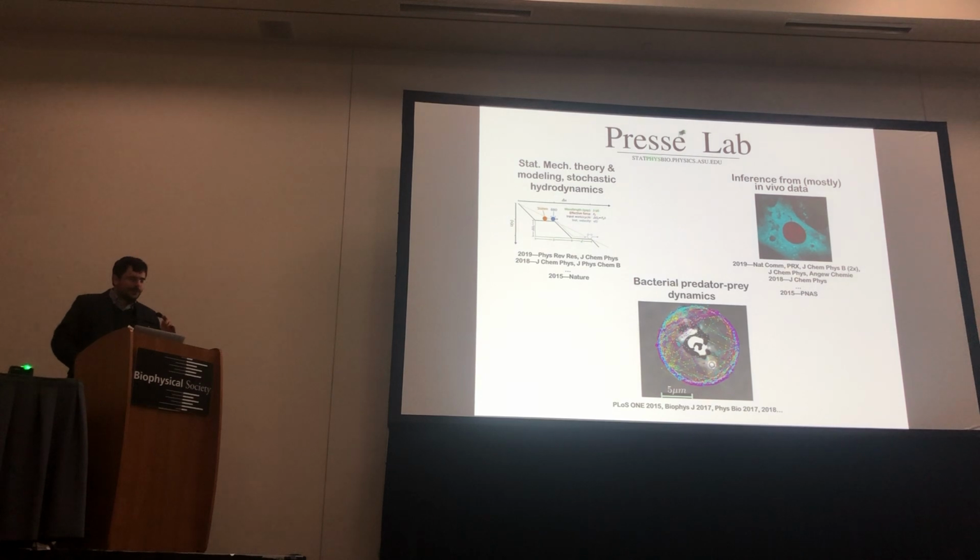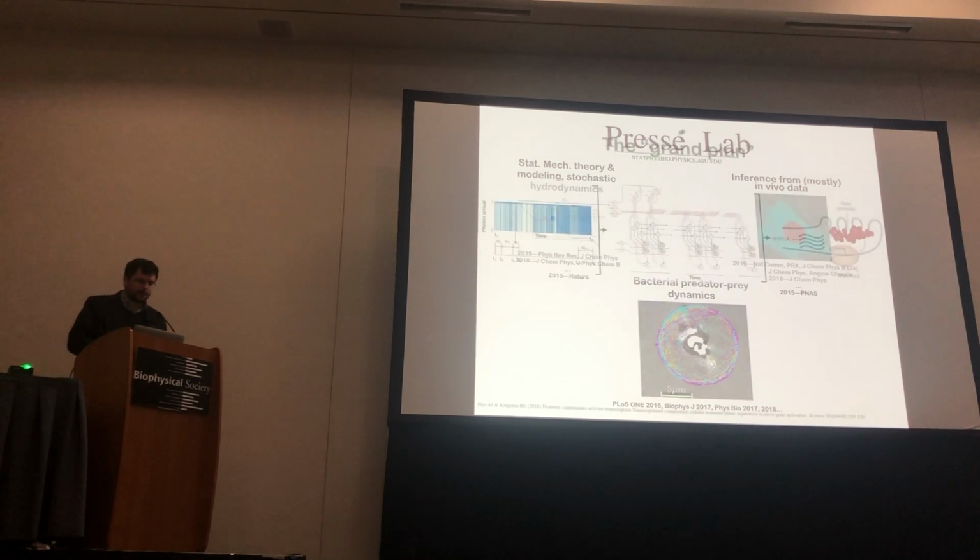So we work in three broad areas in the lab, one of which has to do with stochastic Navier-Stokes. There we're very interested in the efficiency of transport of vesicles, accounting for hydrodynamic fluctuations. We also work on bacterial predator-prey dynamics, in other words, how bacterial predators go about finding their prey. And I would say that 70% of the lab is focused on inference in vivo, in other words, learning models from imaging data.